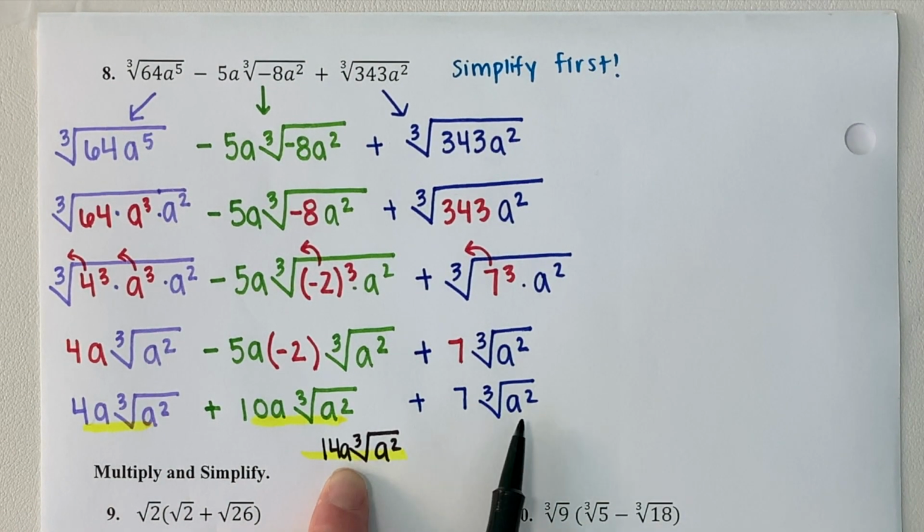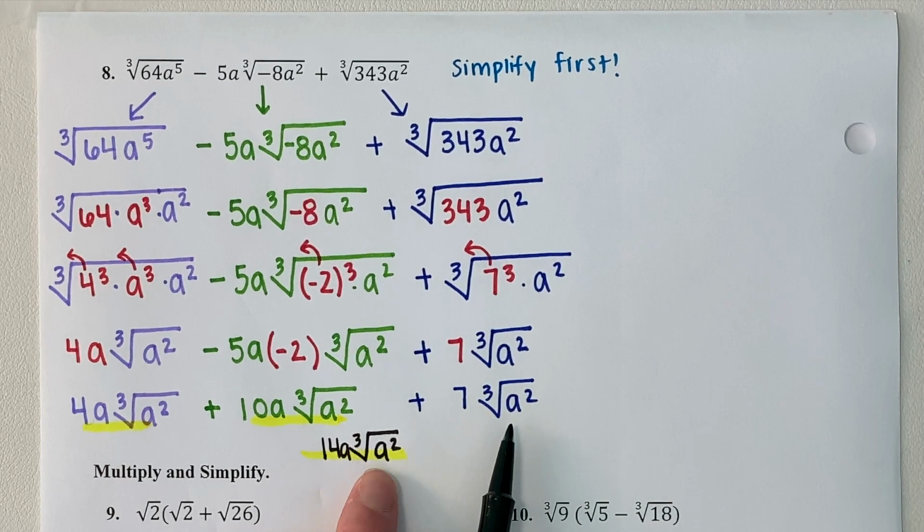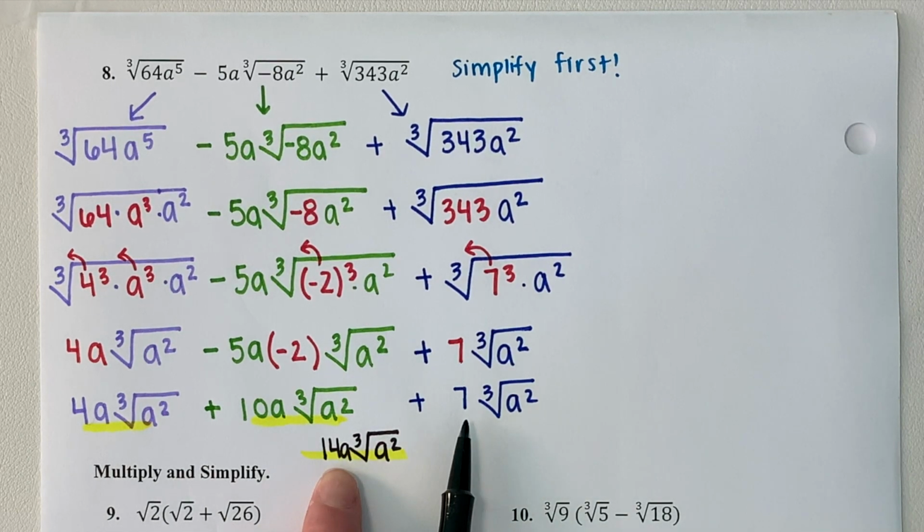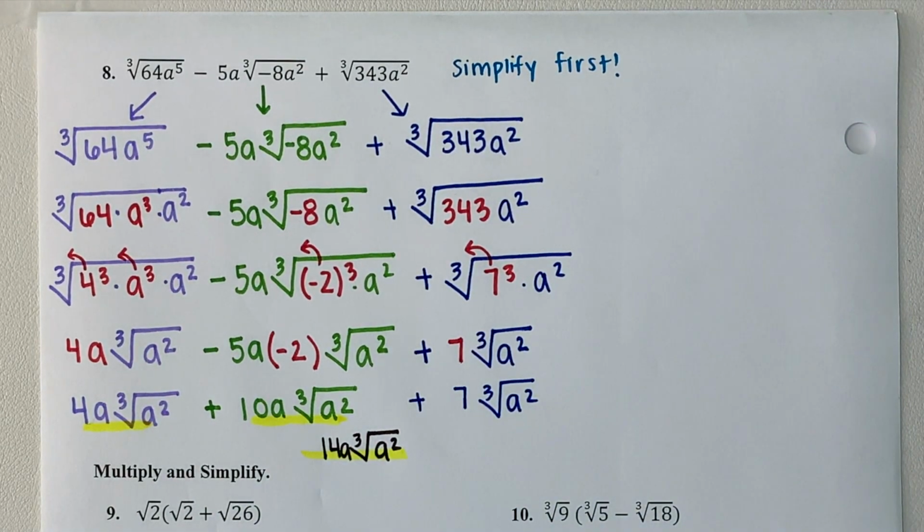Now this also has the same radical base, the cubed root of a squared. So these are like radicals. But notice, to add these like radicals, we would keep the radical base and add the coefficients, but 14a and 7 are not like terms. They can't be added. So since we can't add these coefficients, we can write our final answer in two ways.